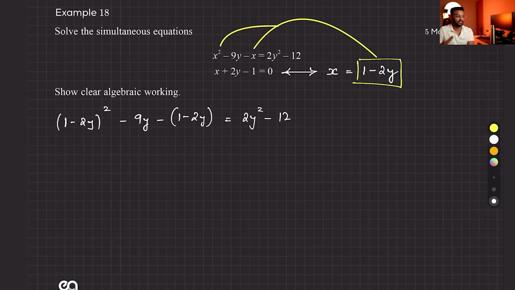I just replaced it. Okay? Now expansion. Expand this. You can even expand it 1 minus 2y times 1 minus 2y. You can expand it your way. You can write it separately, not a problem. Okay? I'm just going to expand it.